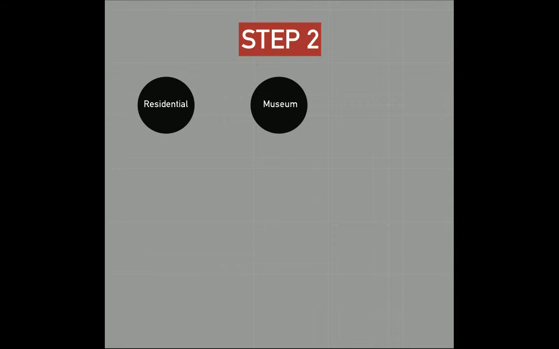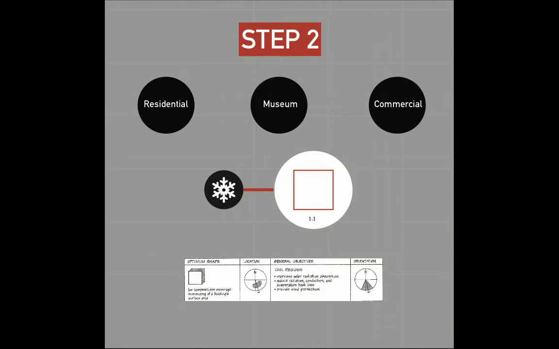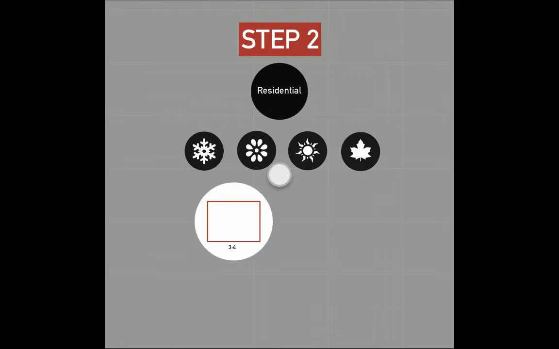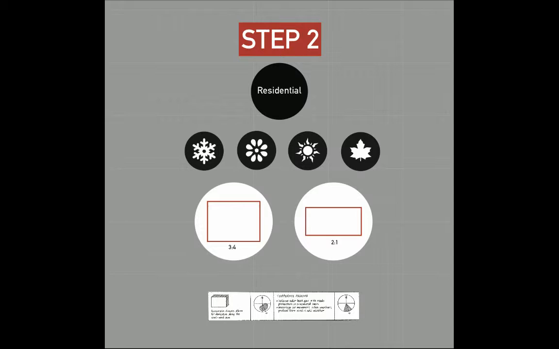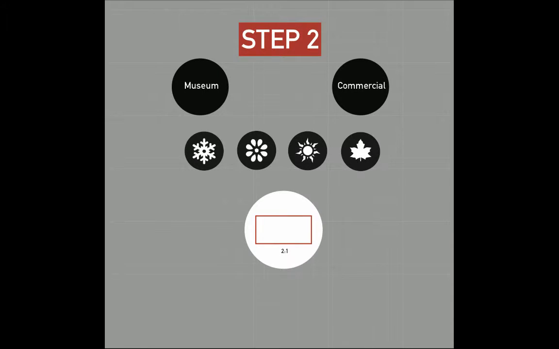If the building is in a cold climate, choose the 1:1 ratio. The form will be more condensed to increase the solar radiation. If the building is in a temperate climate, choose between the 3:4 and 2:1 ratio for the residential. For the museum and commercial, choose the 2:1 because the more elongated the building is, it balances the solar heat gain.